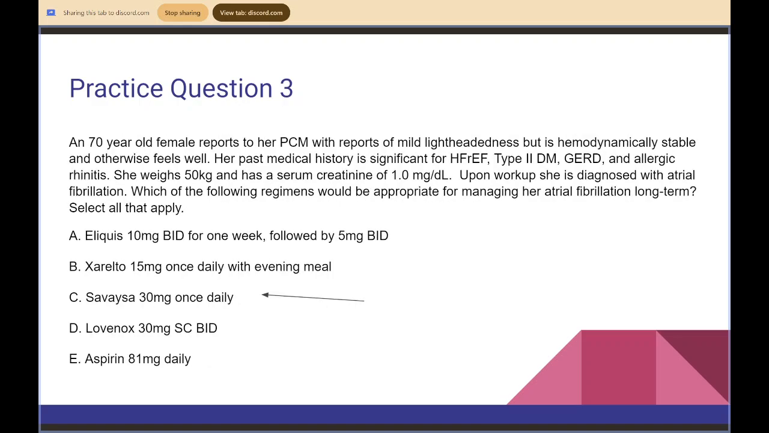Now let's talk about practice question 3. A 70-year-old female reports to her primary care with mild lightheadedness, but is hemodynamically stable and otherwise feels well. Her past medical history is significant for HFrEF, which is heart failure with reduced ejection fraction, type 2 diabetes, reflux, and allergic rhinitis. She weighs 50 kilograms and has a serum creatinine of 1.0 mg per deciliter. Upon workup, she is diagnosed with AFib. Which of the following regimens would be appropriate for managing her AFib long term? Select all that apply.